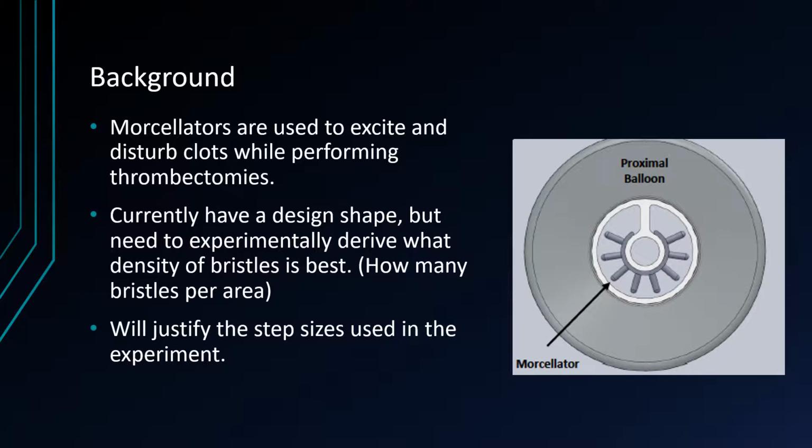So, background. Morcellators are kind of like pipe cleaners, and they're used to excite and disturb clots while performing thrombectomies, or clot removal procedures. Currently, for another project, we have a design shape, and the project is in a refining state where we need to experimentally derive at what density of bristles the morcellator performs best. And I will justify the step sizes used in the experiment for my optimization.